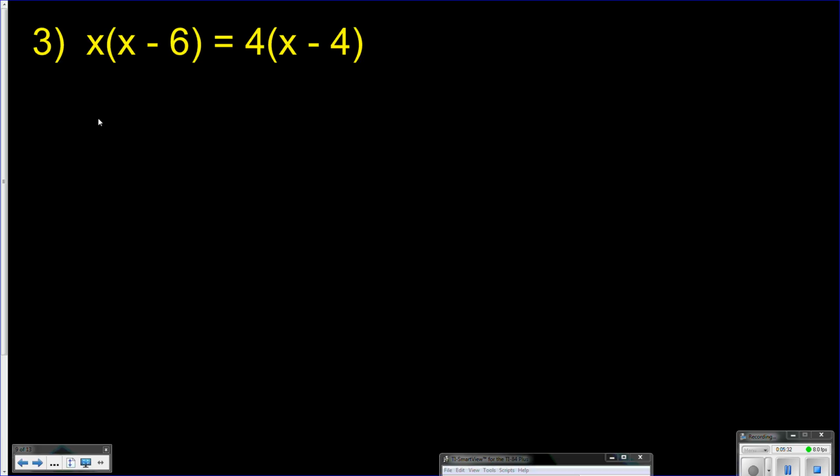let's do this in different colors, see if this will show up. X squared, because x times x is x squared. And then x times negative 6 is going to give us negative 6x.